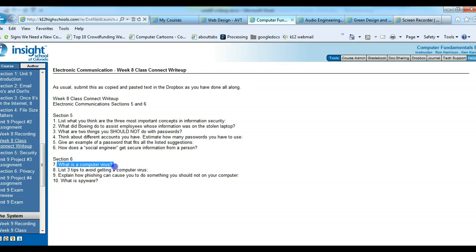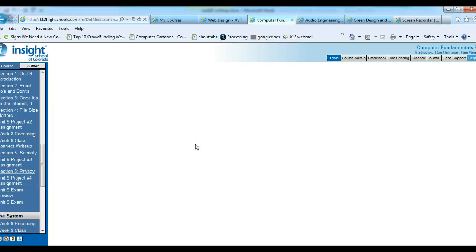Okay, Section 6. What is a virus? Three tips to avoid getting a virus. Explain how phishing causes you to do something you should not do on your computer. And what is spyware? So now let's go on to privacy, Section 6.